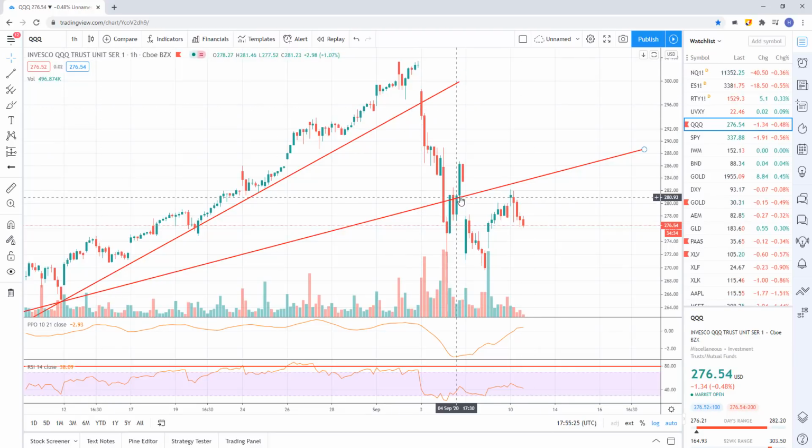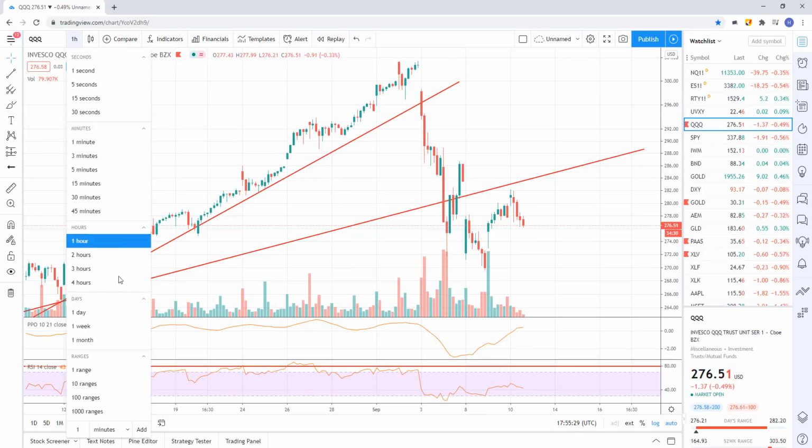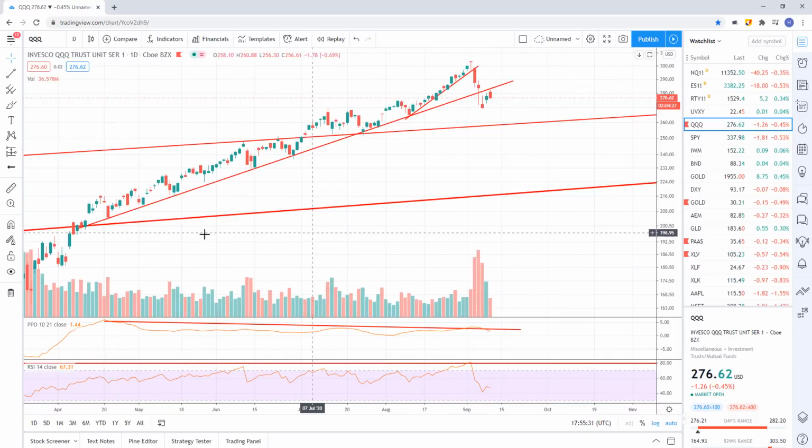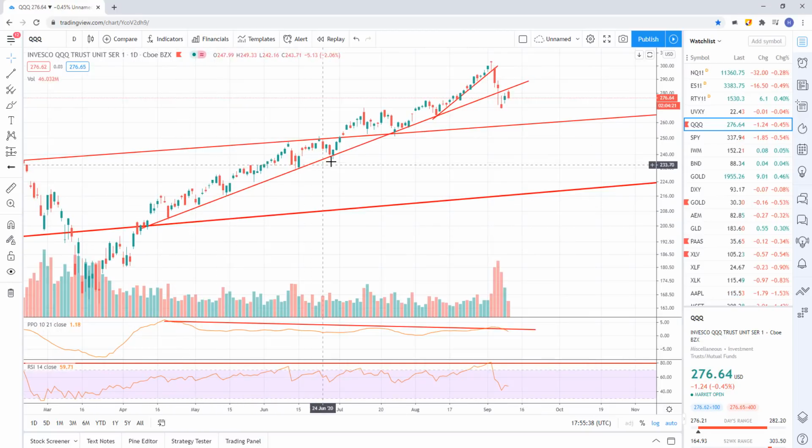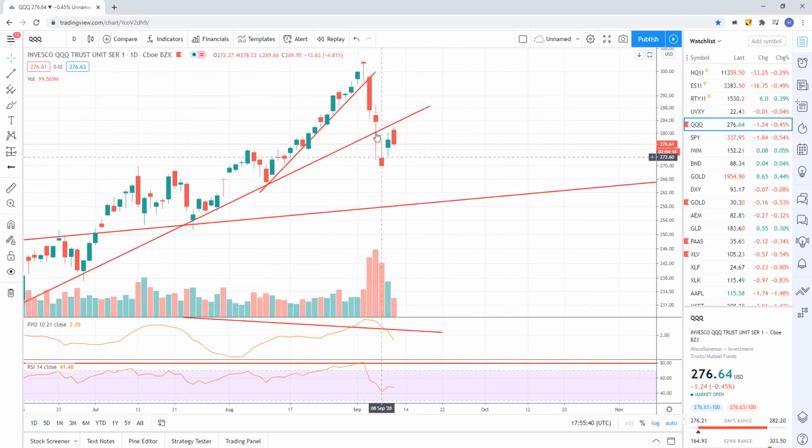And then we had longer term support right down here at this trend line right here. Well, we've broken that, and that's on the daily chart. So here's your trend line. Really the rally for all of 2020 is based on this trend line right here. And we broke that just recently. So that was your daily sell signal.